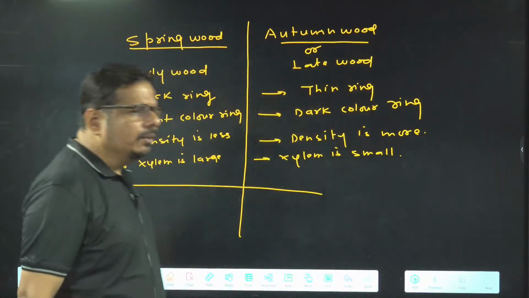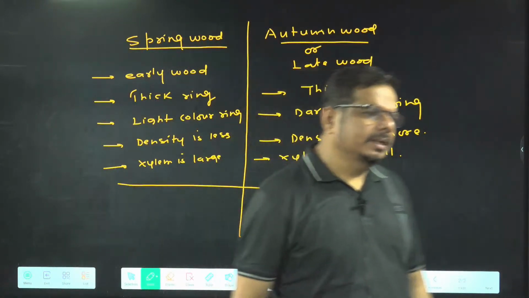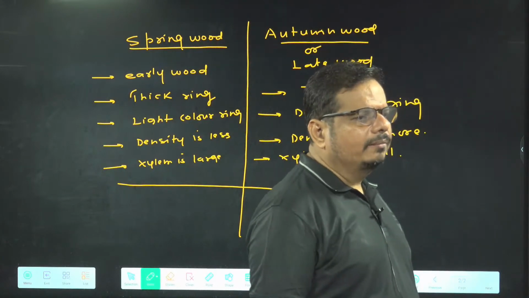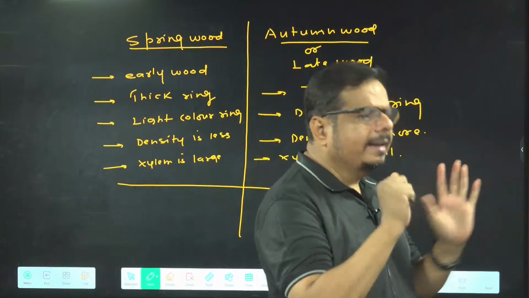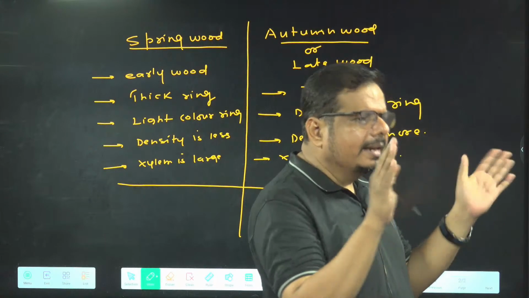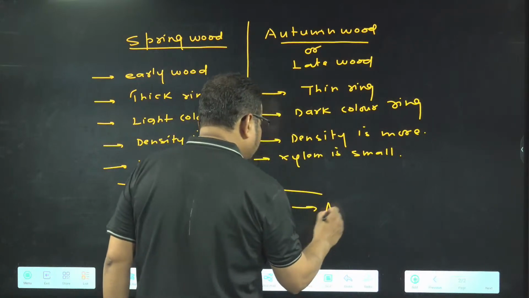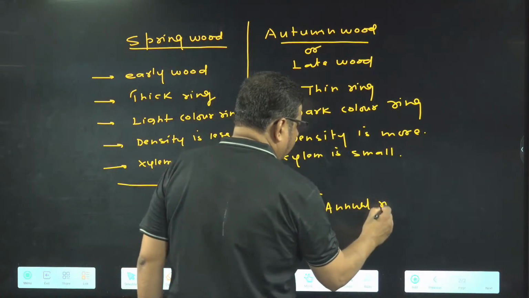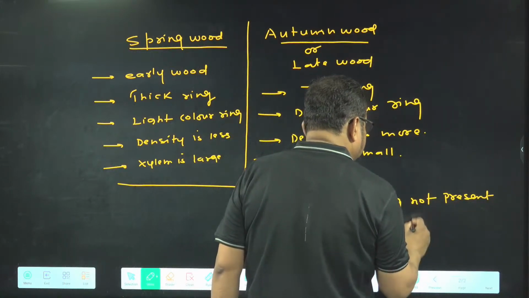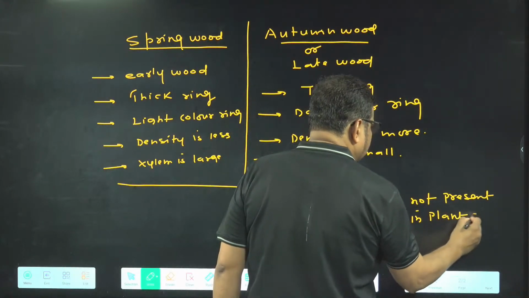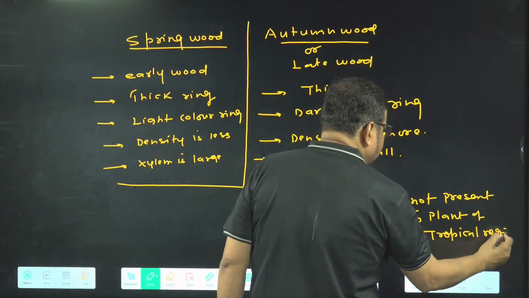Spring wood is formed due to more activity of the cambium. Autumn wood is formed due to less activity of the cambium. And these both woods are best visible in which season? In the area where temperate climatic conditions are there. In tropical climatic conditions or even in root, we don't find annual ring. So annual ring is not present in plants of tropical region, or even if it is present, it is not well differentiable.